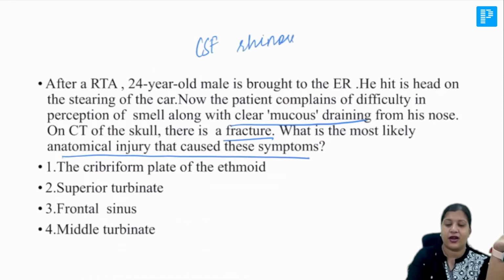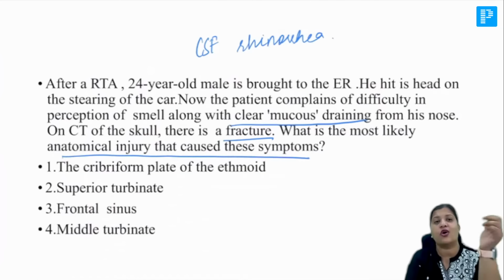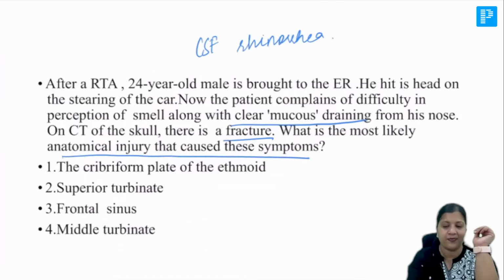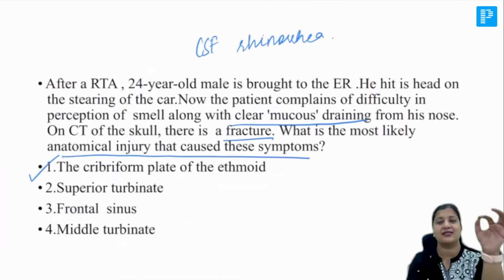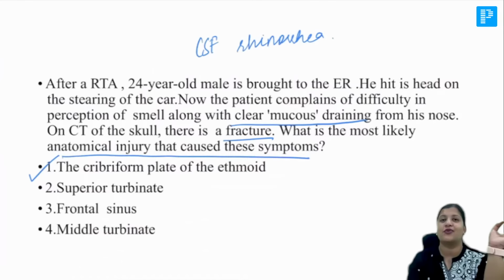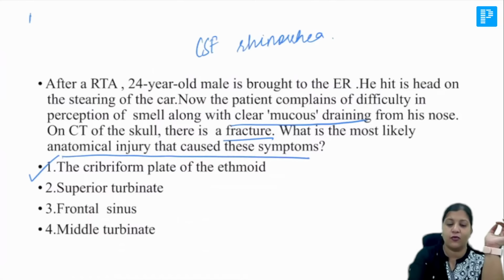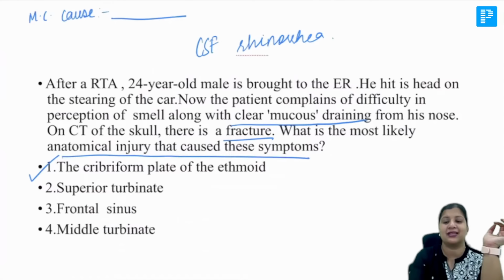And in CSF rhinorrhea, what is the most common anatomical site of injury where there could be CSF leak from? Yes, it is from the cribriform plate of the ethmoid, which is very thin and a weak area. So that is the most common site where you could have the CSF leak from. Correct. Now, if I ask you in CSF rhinorrhea, what is the most common cause of CSF leak? What will your answer be? Go on answering this in the chat box.